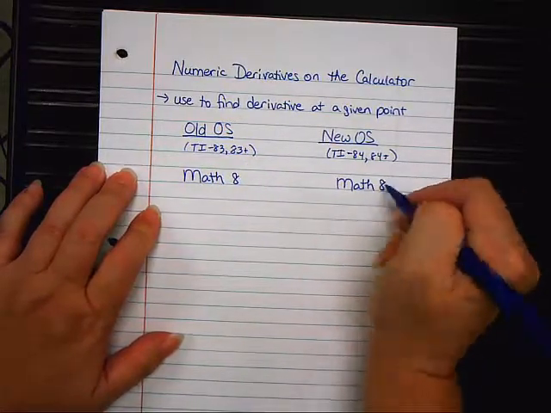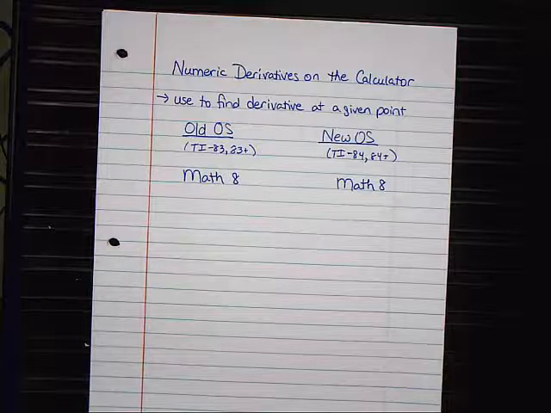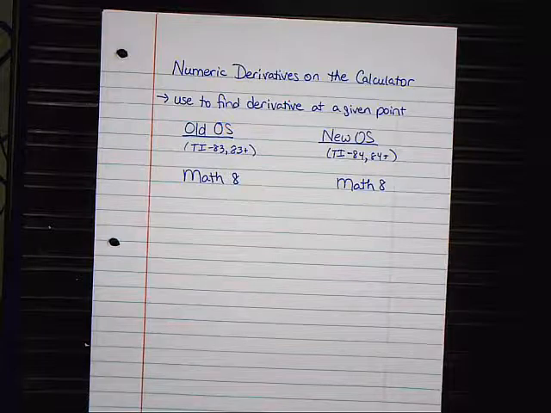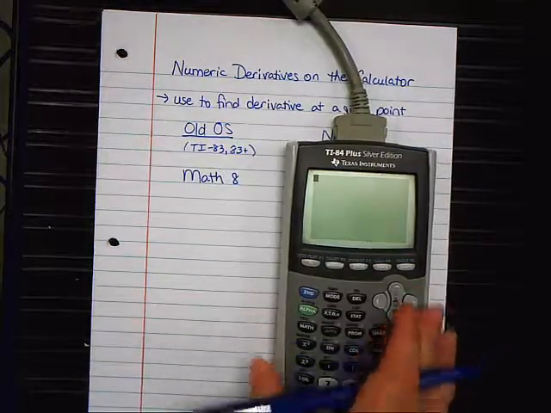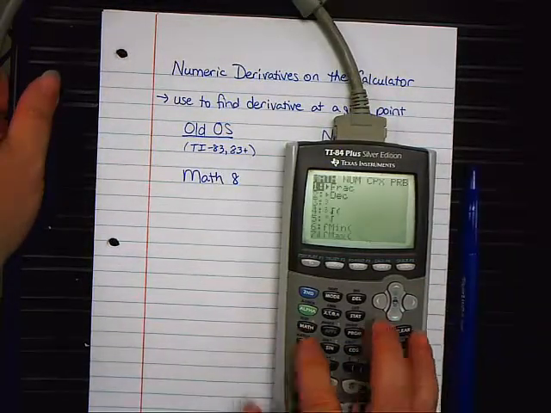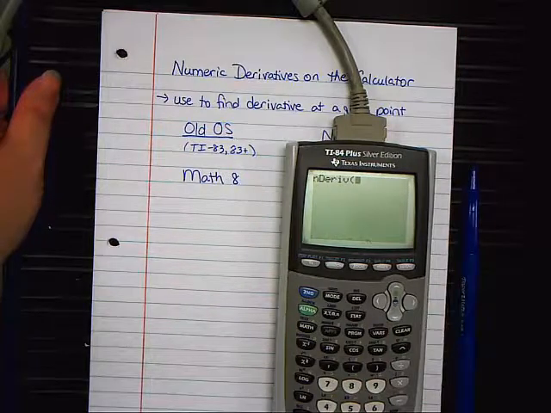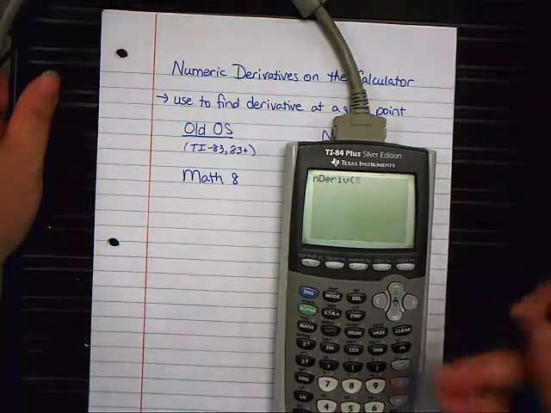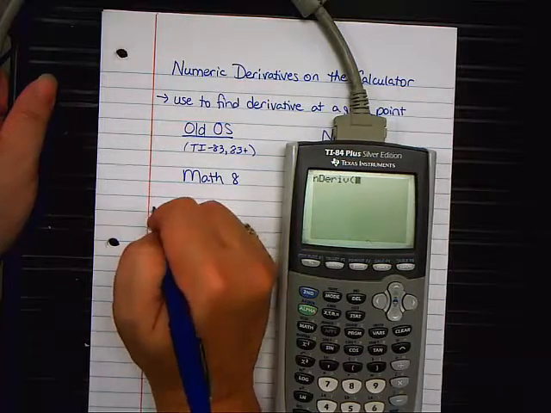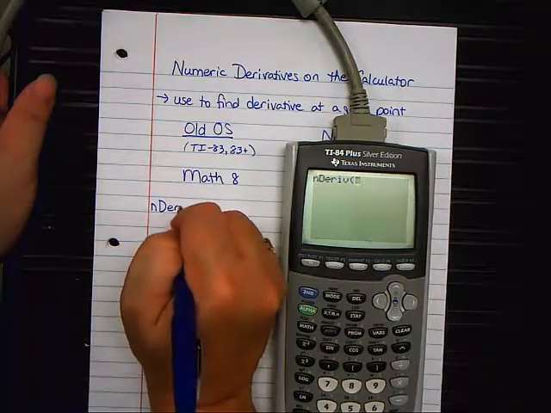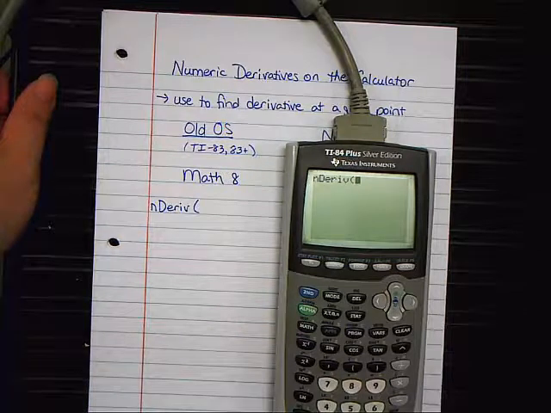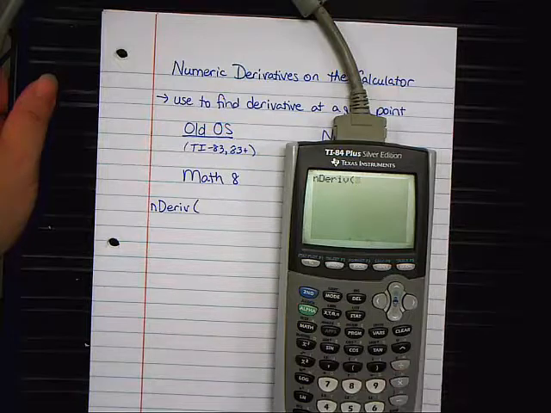Math 8. Now, let me change my calculator really fast into old operating system mode, because you can actually do that on the 84s. If you have an 83 or an 83 plus and you type in Math 8, this is what you're going to see. You are going to see the phrase nderiv, N-D-E-R-I-V. 84s have something totally different, so just sit tight for a minute if you have an 84.